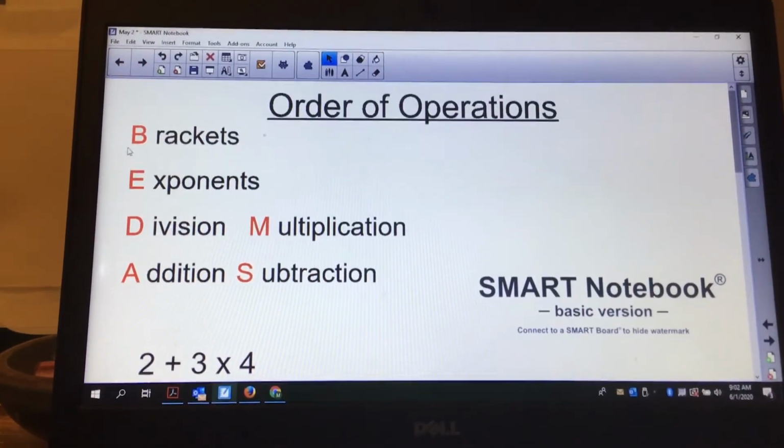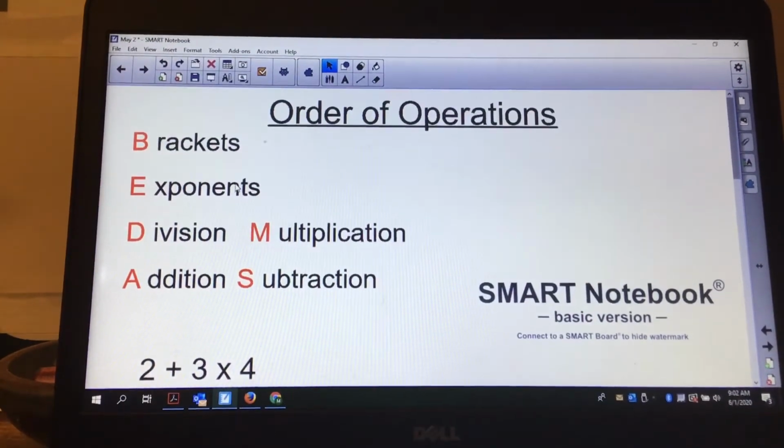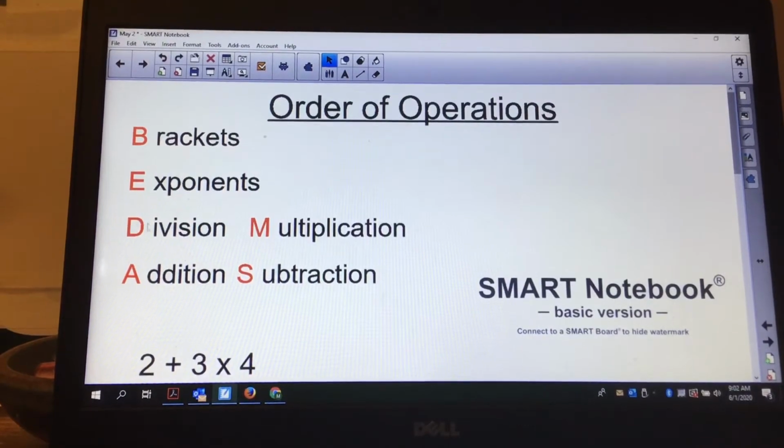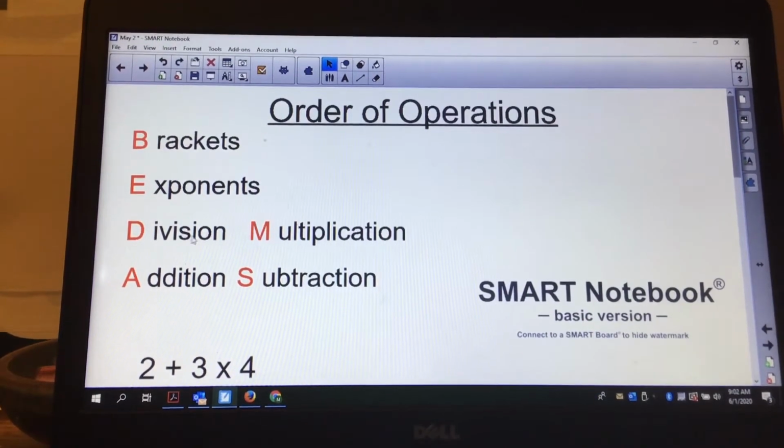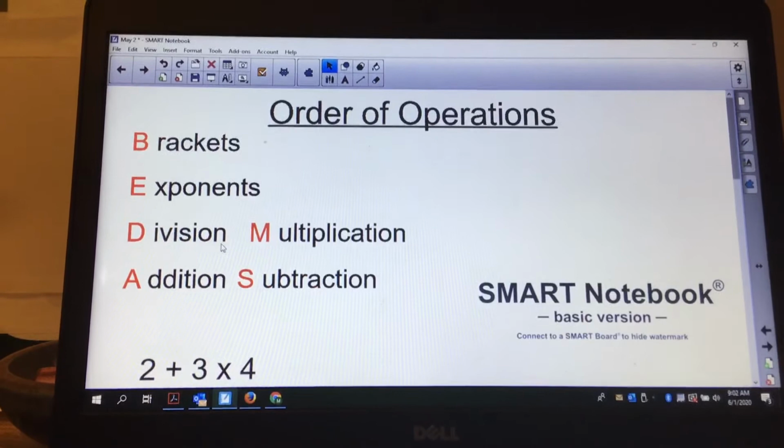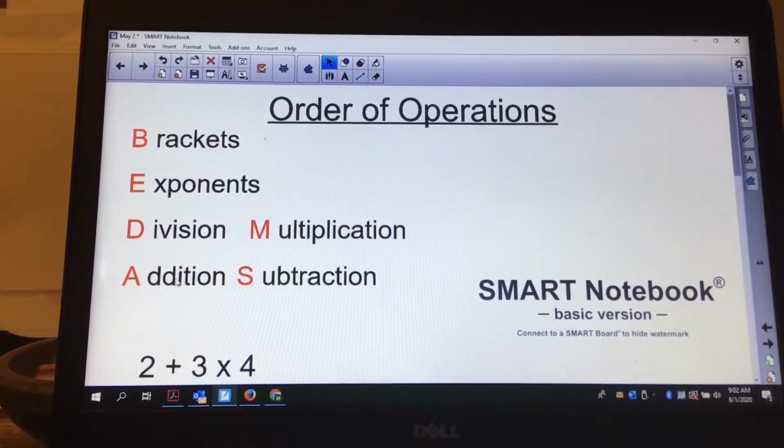BEDMAS, so we do brackets first, then exponents, then division, multiplication, left to right. Okay, it doesn't have to be division before multiplication, they're the same level. Then finally addition, subtraction, left to right.